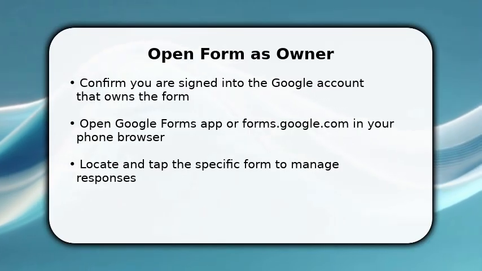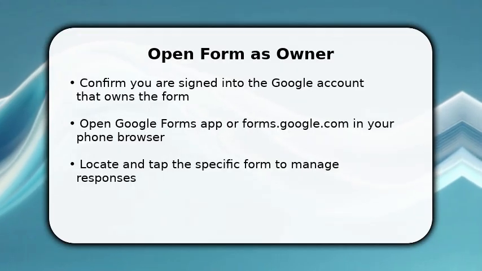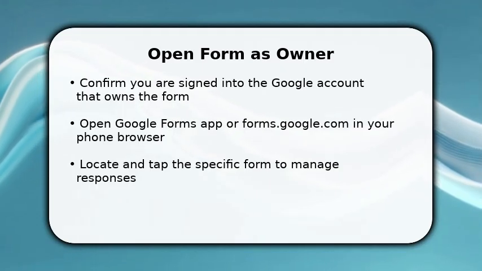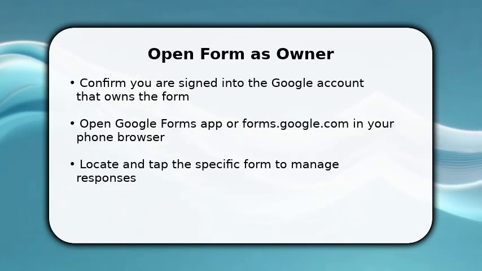You must use the account that owns the form. Sign in now and open the Forms app or Forms.Google.com in your phone browser. Once done, find the exact form in your My Forms list and tap it to open the editor. Make sure to do this on a stable connection so saves and settings load correctly.